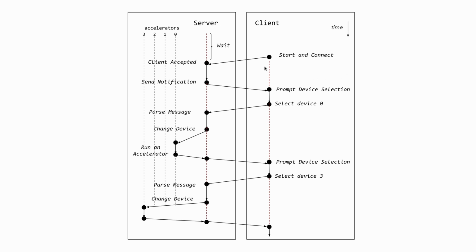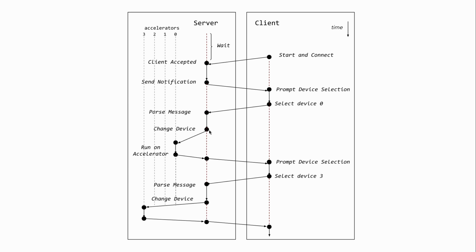So the workflow is as follows. We start the server, we configure the server, and we wait until a client connects. The client will connect, the server will accept the request, and send a notification that everything is ready. So the client will be prompted with, select device, please. The client will select, for example, device 0, and send a request to the server. The server will parse the message. It's given in a string format, so we will have to parse the message. It's a very simple process.